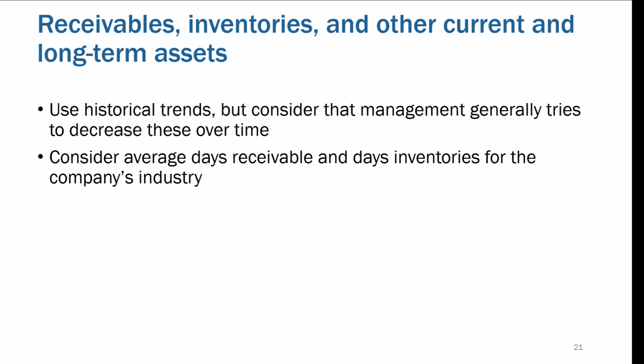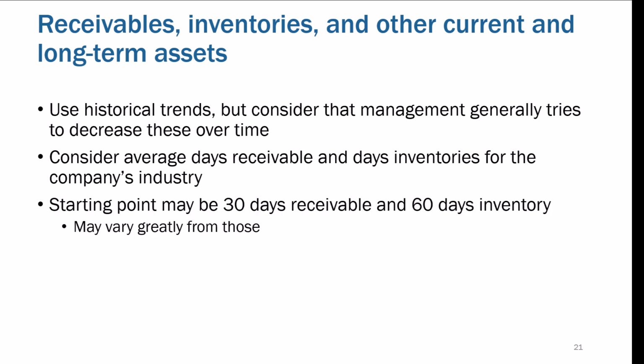Looking at average days receivables and days inventory for an industry, I say absent any other information, just start with 30 days receivable and 60 days inventory. Those are some half decent estimates. Companies will oftentimes give customers 30 days to pay, and it might take them on average 60 days to sell their inventory. Now, that's if you have no idea where to start and you haven't even evaluated the industry, because these can definitely be very, very different by industry.